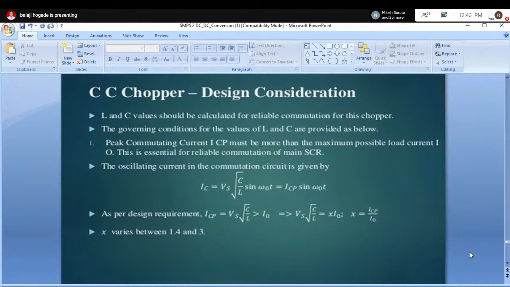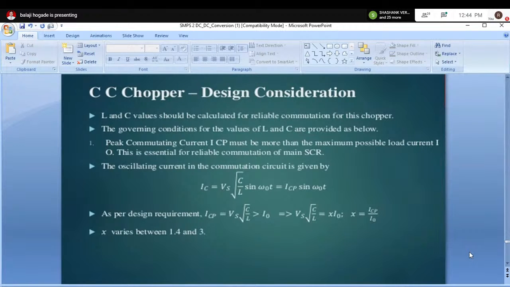Design considerations. How to find out the values of the commutating components L and C. Designing a chopper circuit, in any commutation circuit, means finding out the values of the inductor and capacitor which will be useful for the main thyristor.